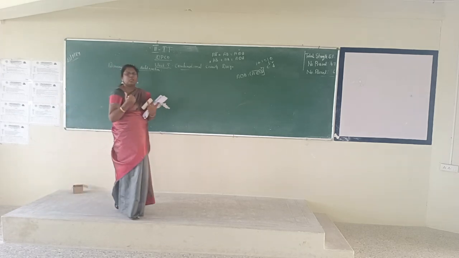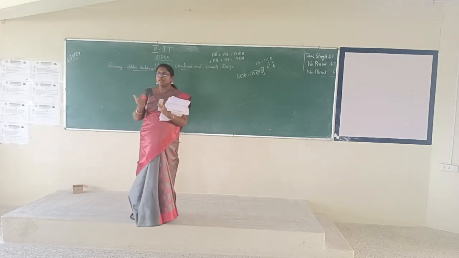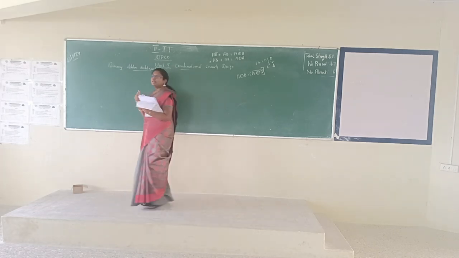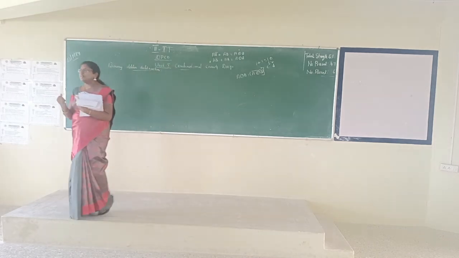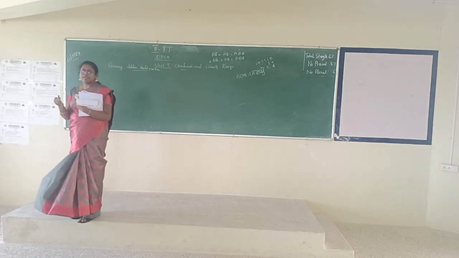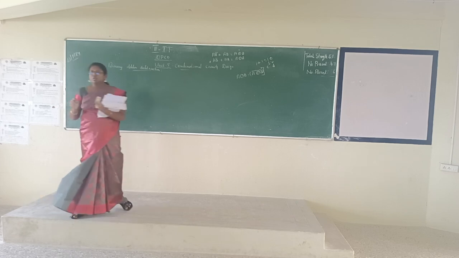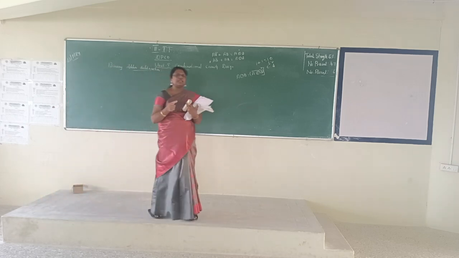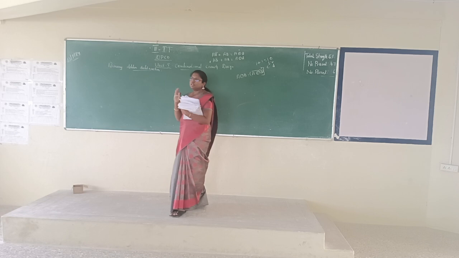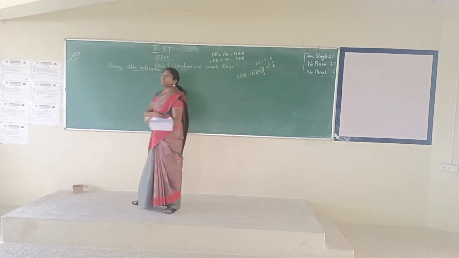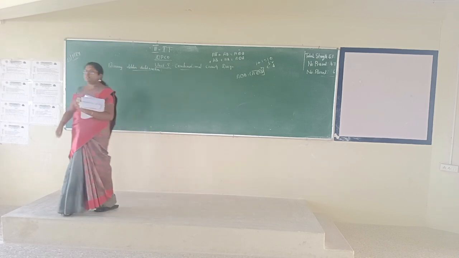So listen, we are dealing with the combinational circuit. Under this combinational circuit, we have half adder, full adder, half subtractor, full subtractor, binary adder, binary subtractor. These are all examples of combinational circuits. Next, draw a block diagram for this full adder.